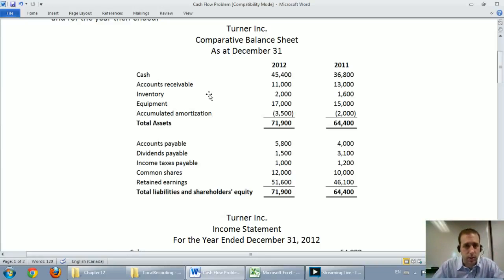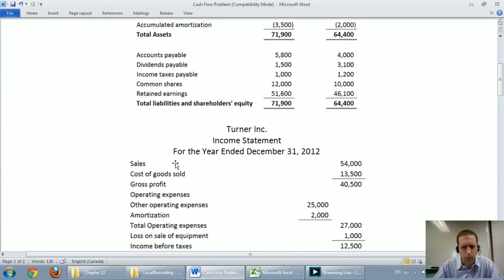So anyway, we see the company has cash, accounts receivable, inventory, equipment, accounts payable, dividends payable, income taxes payable, common shares, and retained earnings. So nothing too crazy there. They got some weird liabilities. Dividends payable, I know, is going to be a bit of a pain, but other than that, I don't think there's anything for us to worry about.